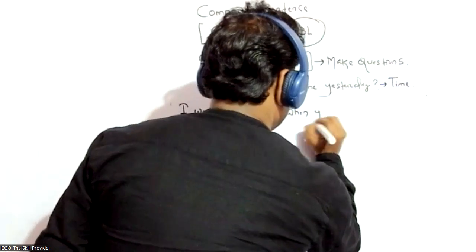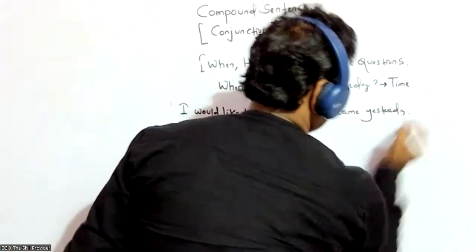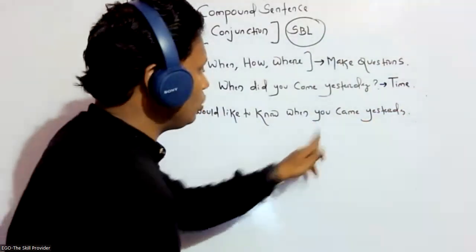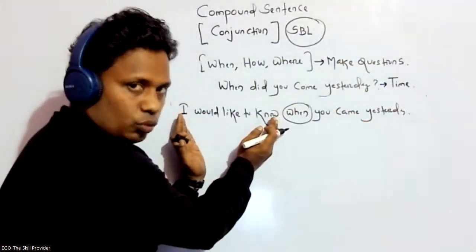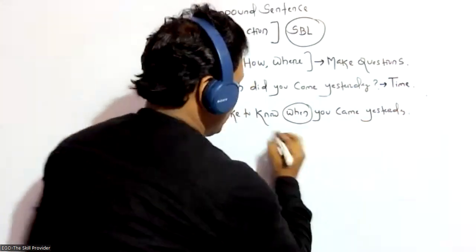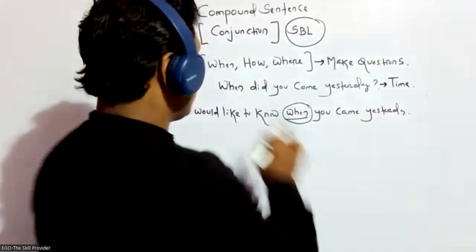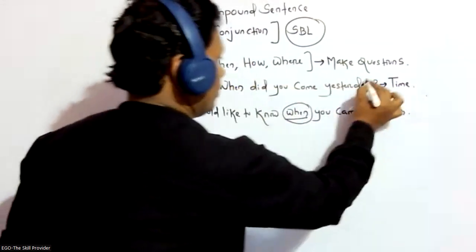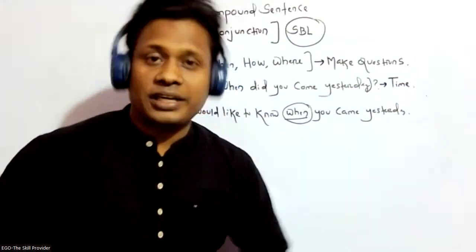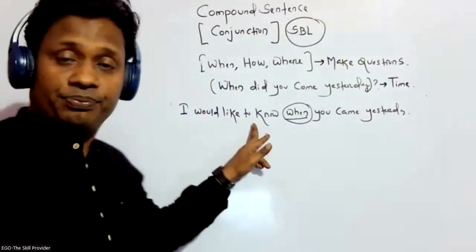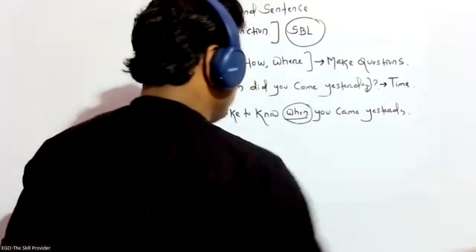When you came yesterday, look at the sentence. I would like to know when you came yesterday. Look, when is a conjunction. Here is one clause, one sentence or one clause. This is another clause. And you are trying to compound two sentences. This is a compound sentence using when. When did you come yesterday? This is the question. Mujaniwa Kuchahunchi, I would like to know. So exactly how the sentence will be changed. When you came yesterday? Let me give you the second example.